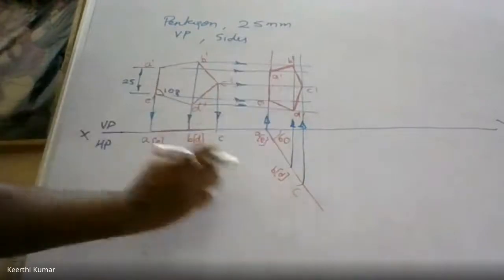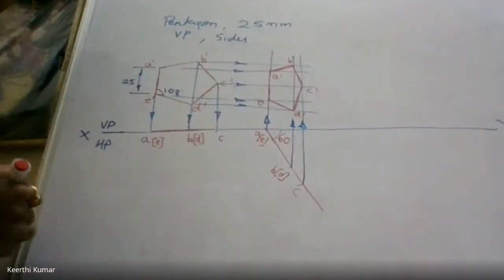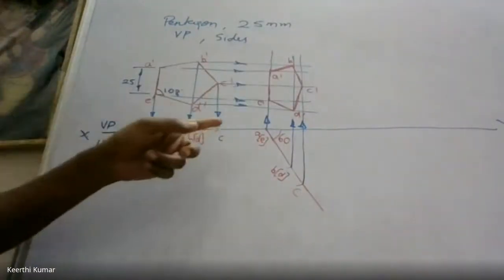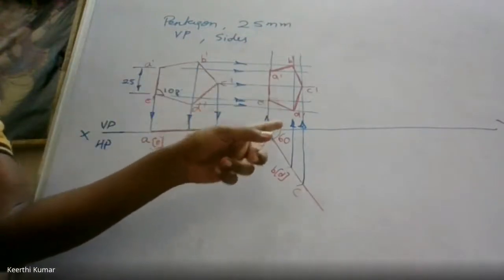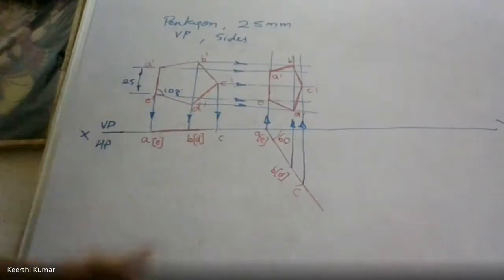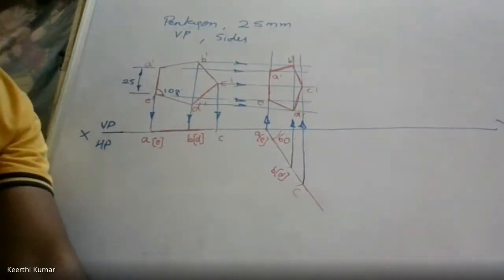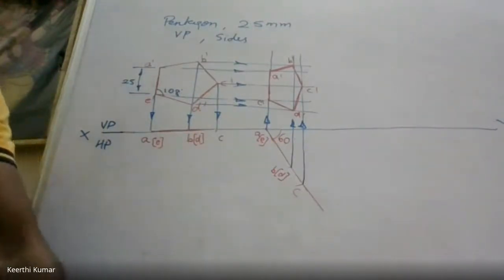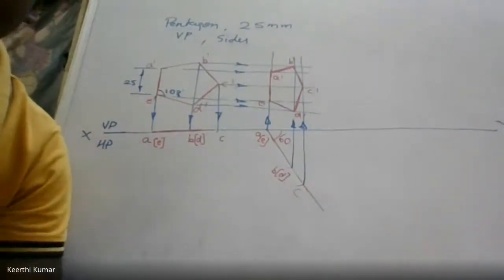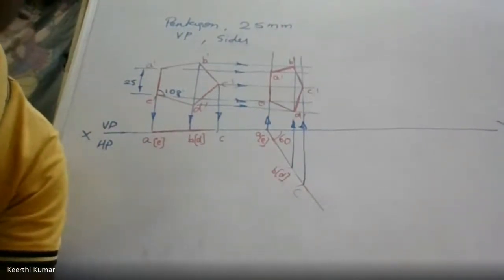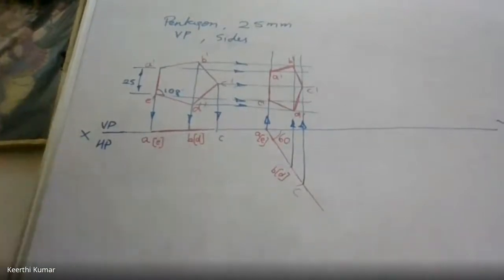Front view is this, top view is this. Completed. With respect to VP, it is completed because it is resting in VP. So first we should satisfy with respect to VP. This is done. So what is with respect to HP? With respect to HP, he has given that the edge on which it rests is inclined at 45 degree to HP.